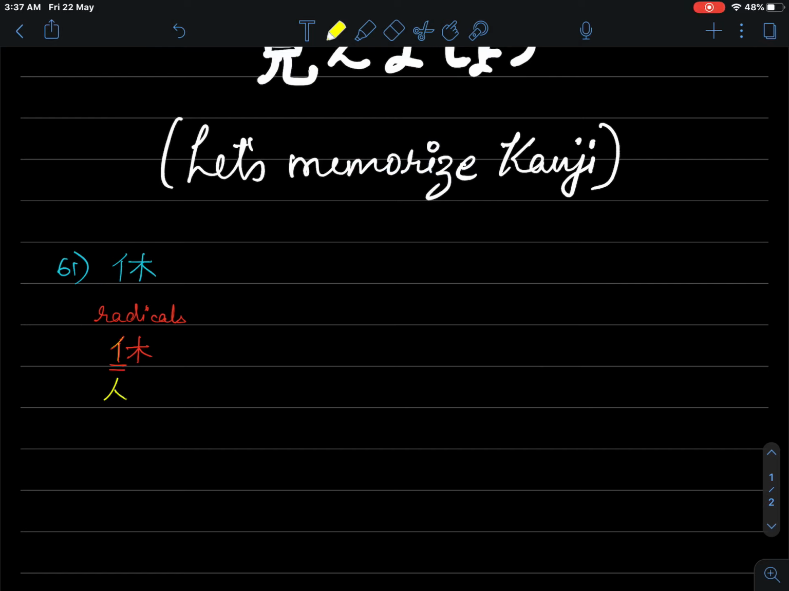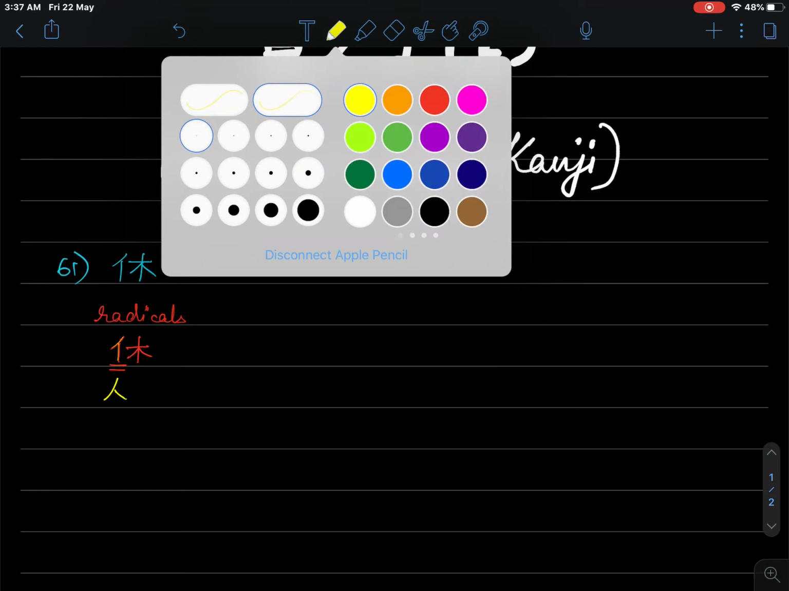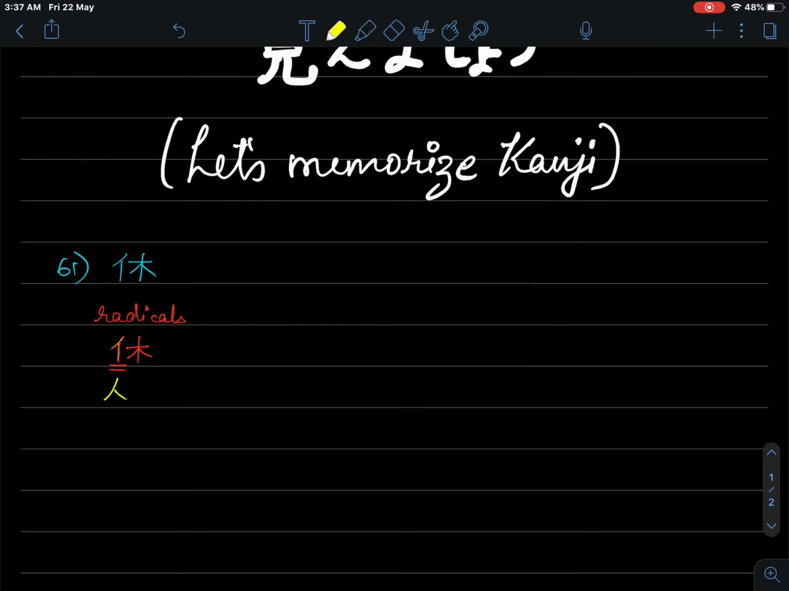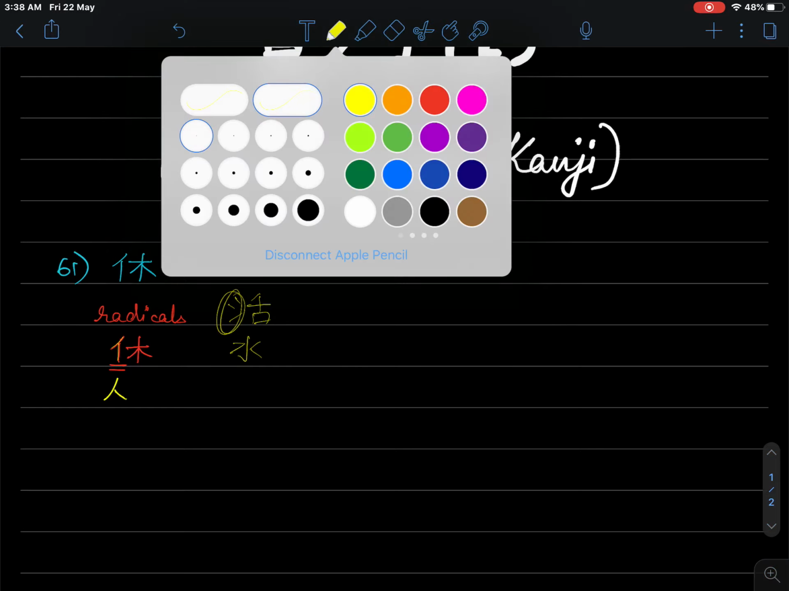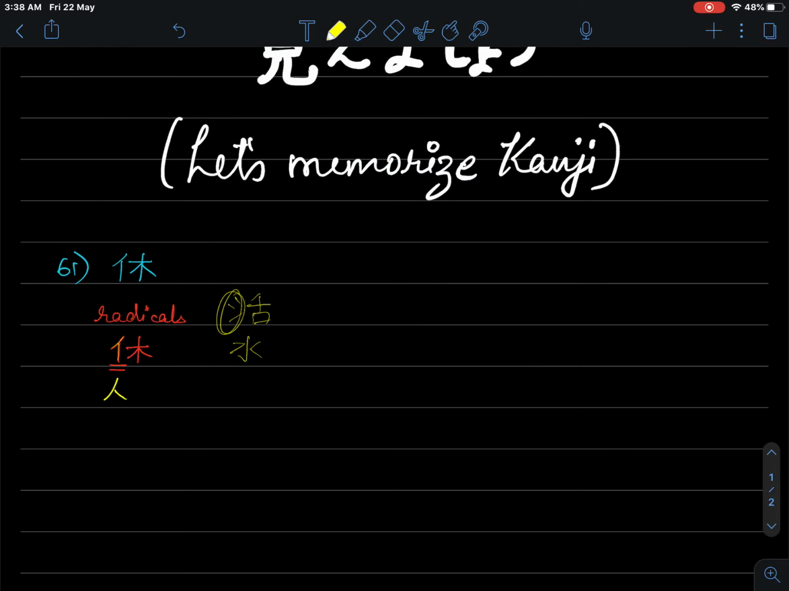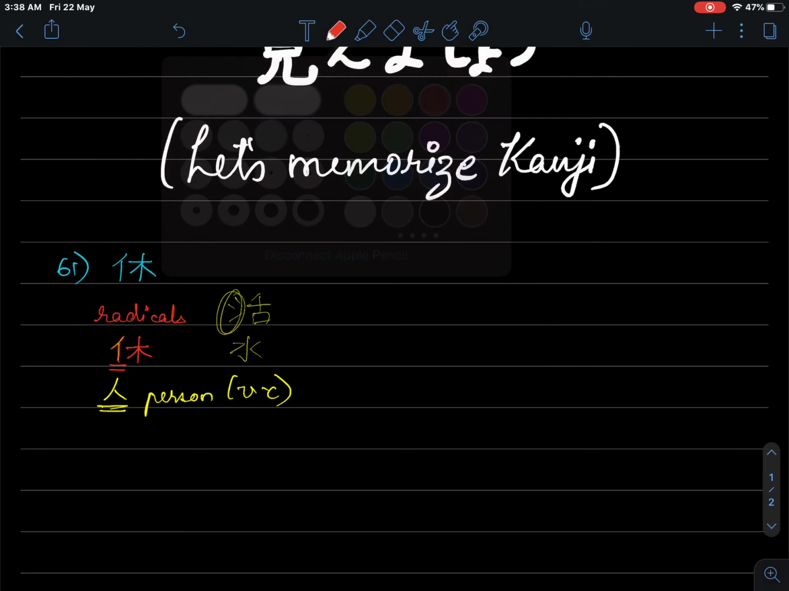Just like when we saw, I think it was the kanji for katsu or active, and this is how we wrote that kanji, and we said that this is the reduced form of water. Similarly, with the kanji that we are able to see now, this part on the left is the reduced form of this kanji, which stands for person or hito. Please bear that in mind. Now we can proceed into what the meaning actually is.